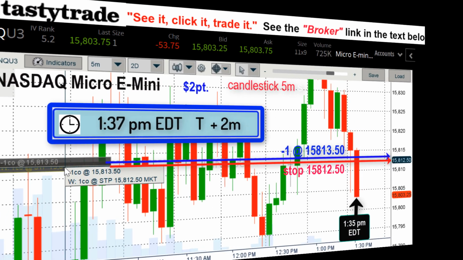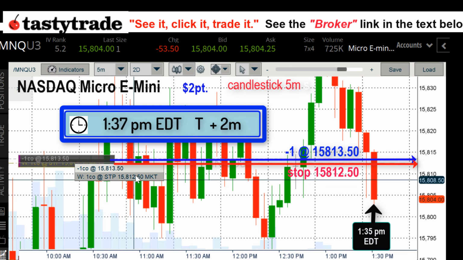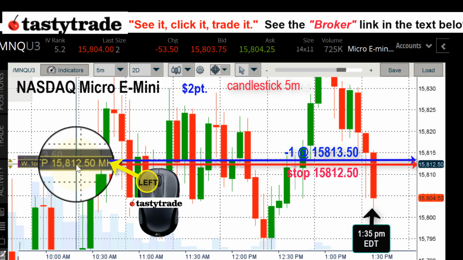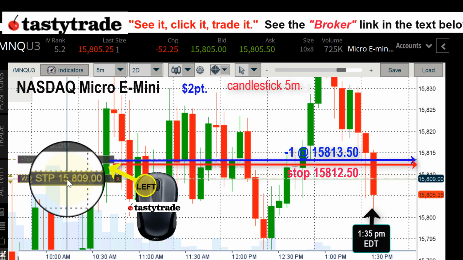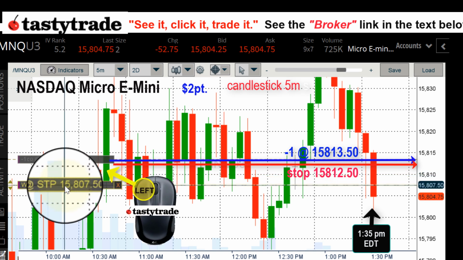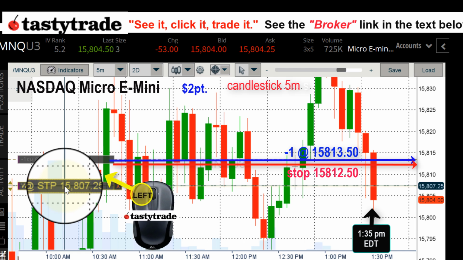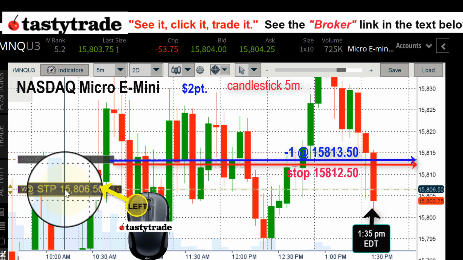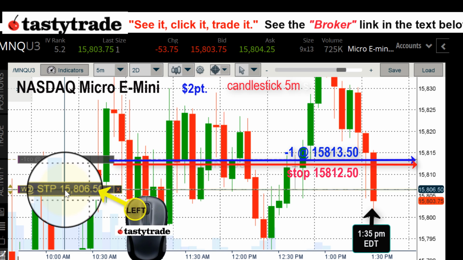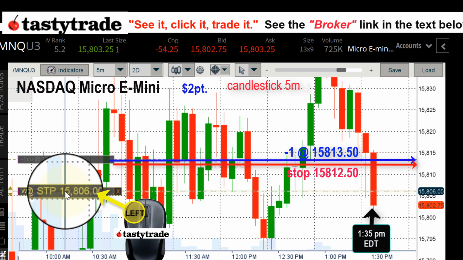I'm going to fast forward here. We're 2 minutes into the trade now, and that's halfway. This trade's going to last about 4 minutes, and this trade is going great. No drawdown at all, and I'm trading down at 15,804 now. So I get my tasty trade mouse and pull that stop down. I'm going to lock in some of the profit here so that I won't give it back if the market turns against me in a hurry.